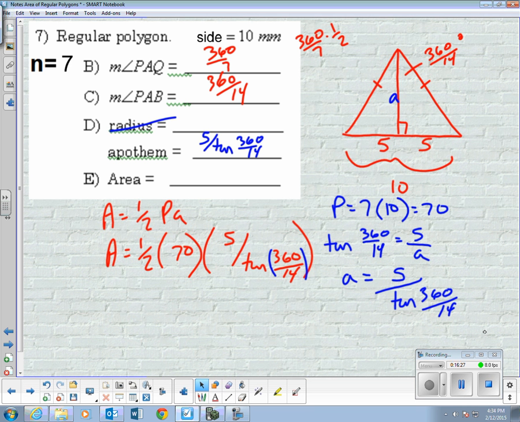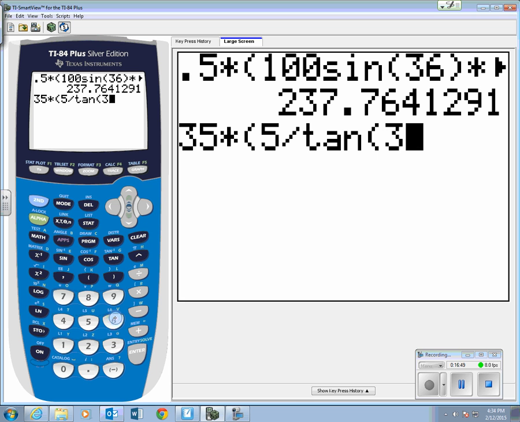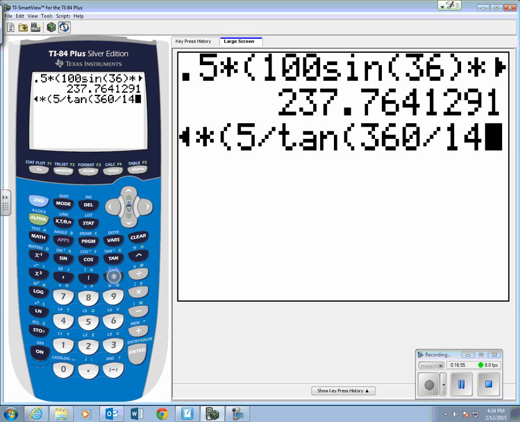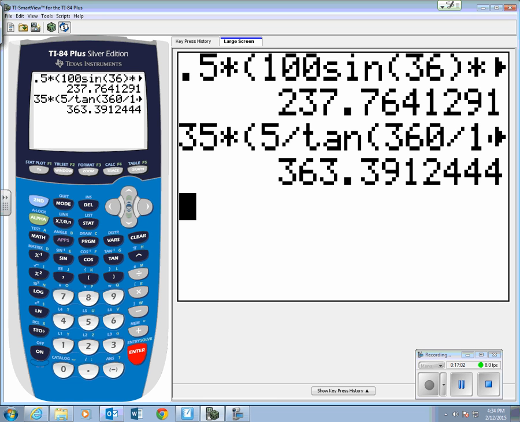Actually, you know, let's go back to that problem. If I've got all this, couldn't I go back in here and just simplify this and make that 35? Wouldn't that be easier to type in? Can't hurt there. It's just a number divided into another number. Now I say, let's do the calculator. So now we have 35 times parentheses 5 divided by the tangent of 360 divided by 14. I got to close that for that angle, and I got to close that to have that 5 divided by the tangent of 360 over 14. Once I have that and I hit enter, I have my answer.